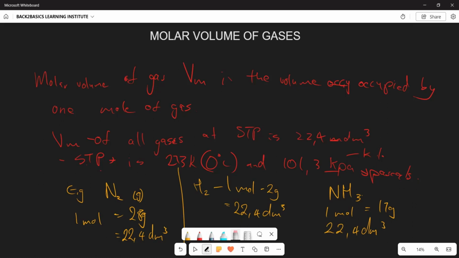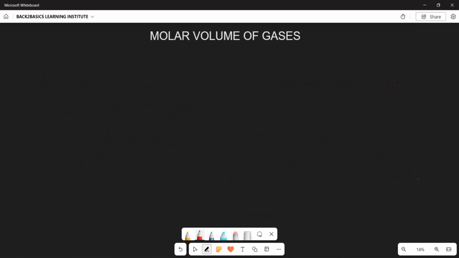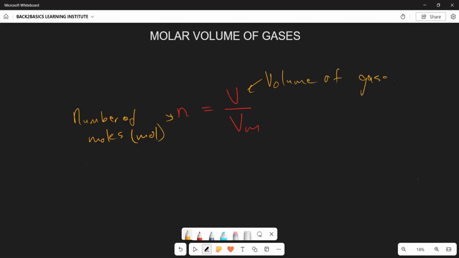Now let's see how we go about calculating this. Let's make up some space. We have this formula: n equals V over Vm. This n represents your number of moles, and it is given in the mole unit. And this V is going to be the volume of the gaseous substance.